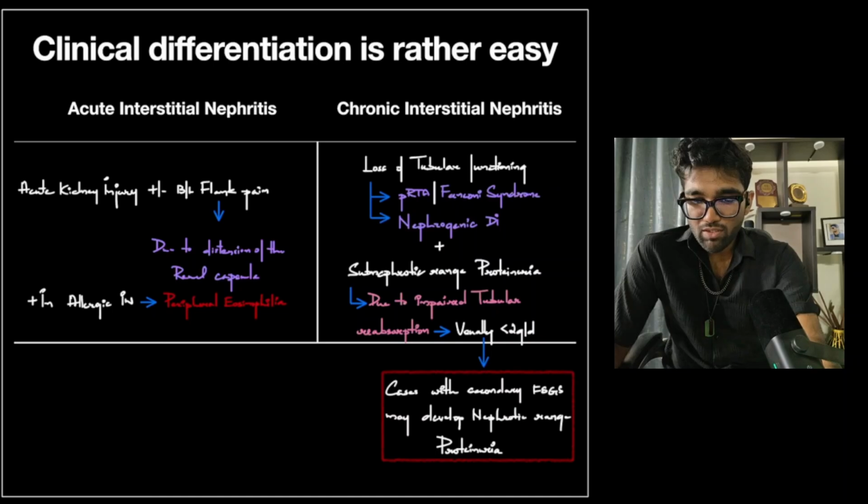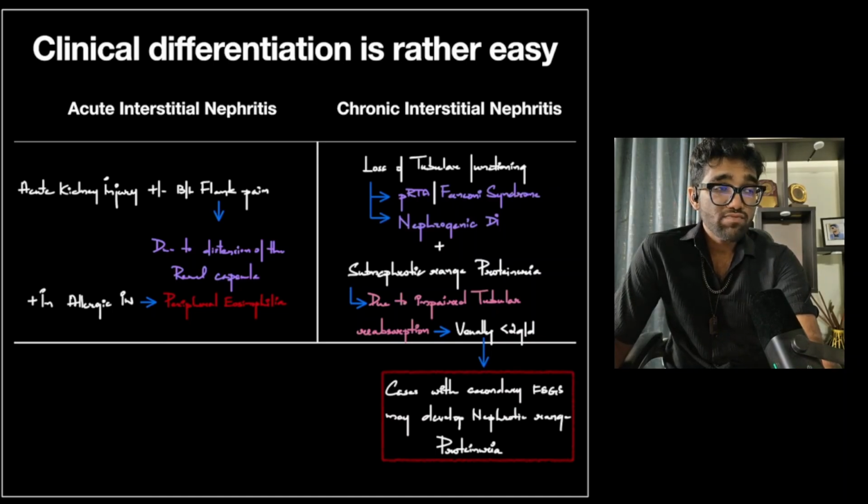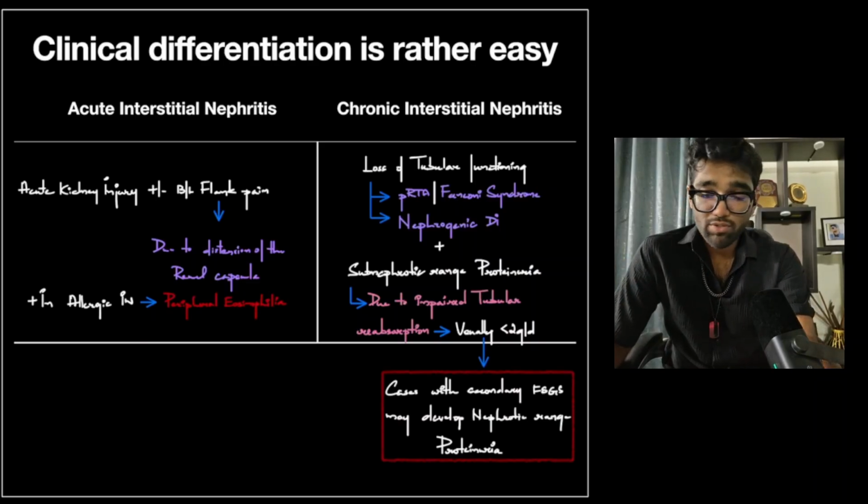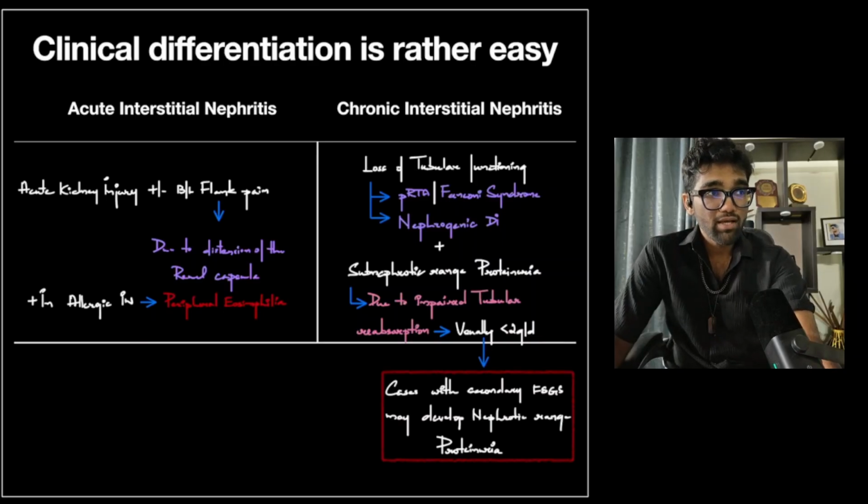Now, the thing is, in patients who have secondary FSGS as a result of the injury that has occurred to the interstitium, and this is also something that can happen, you develop nephrotic range proteinuria subsequently. Either way, the cause of the edema in chronic interstitial nephritis is protein loss in urine, resulting in serum hypoalbuminemia, and that is what causes the edema.